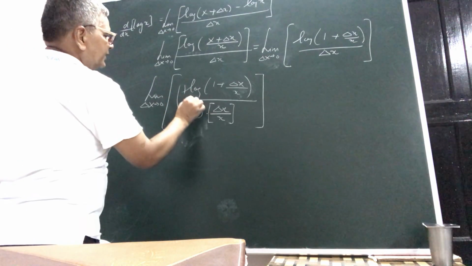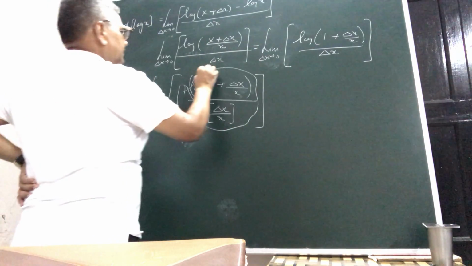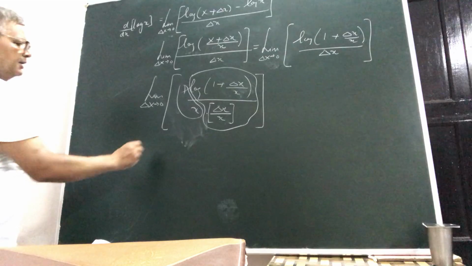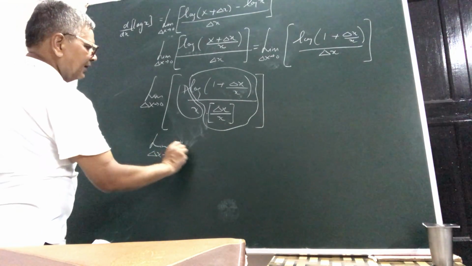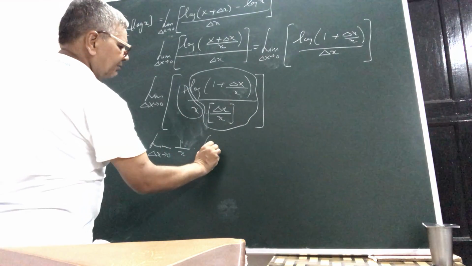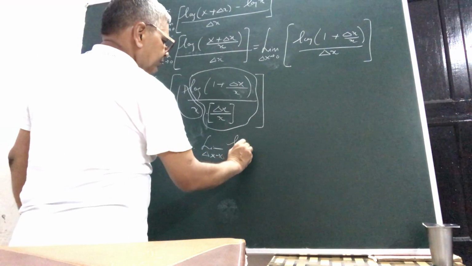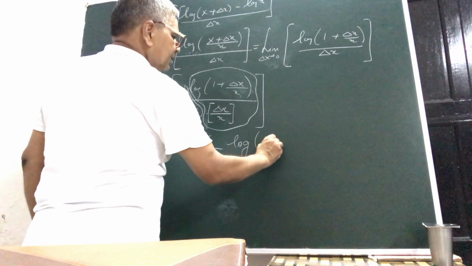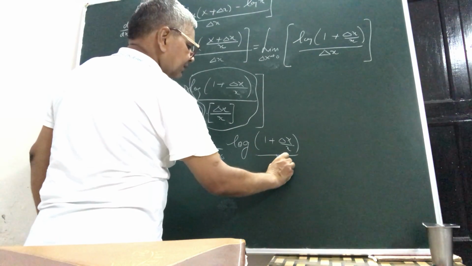Now we will take this to be one function and this whole entity to be another function. This is the product of two functions. So this is the limit as delta x tends to 0 of 1 upon x, into the limit as delta x tends to 0 of log of 1 plus delta x upon x, upon delta x upon x.